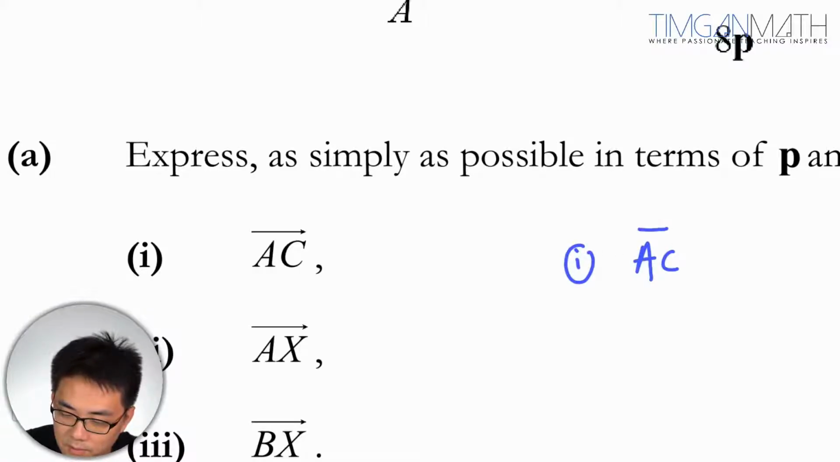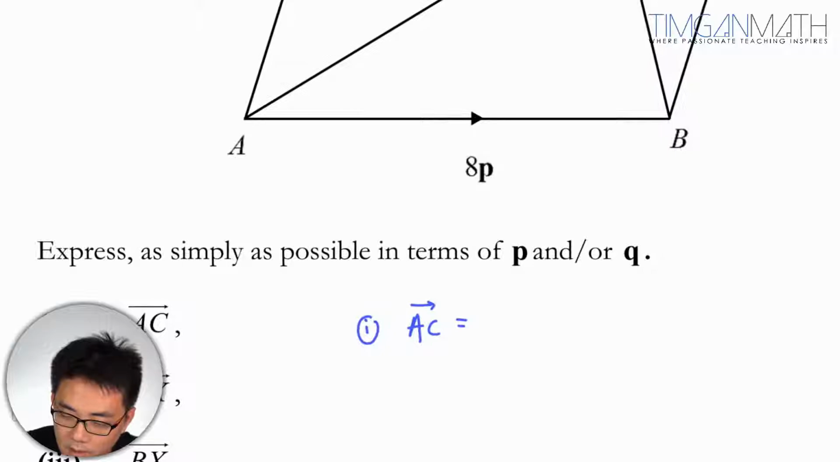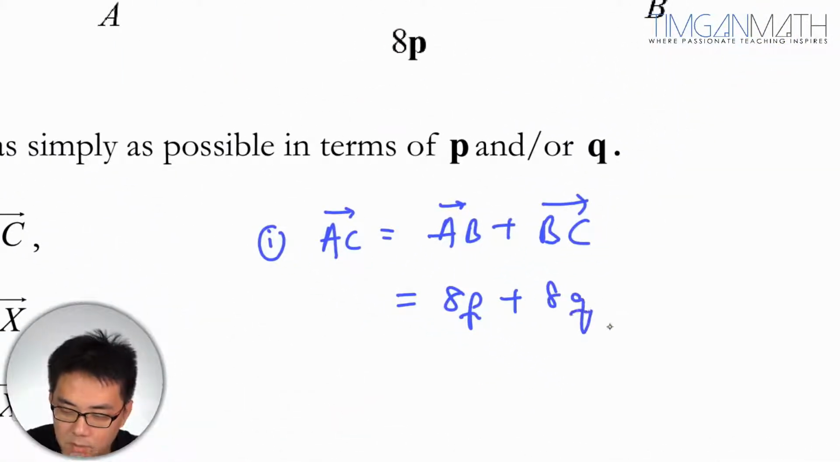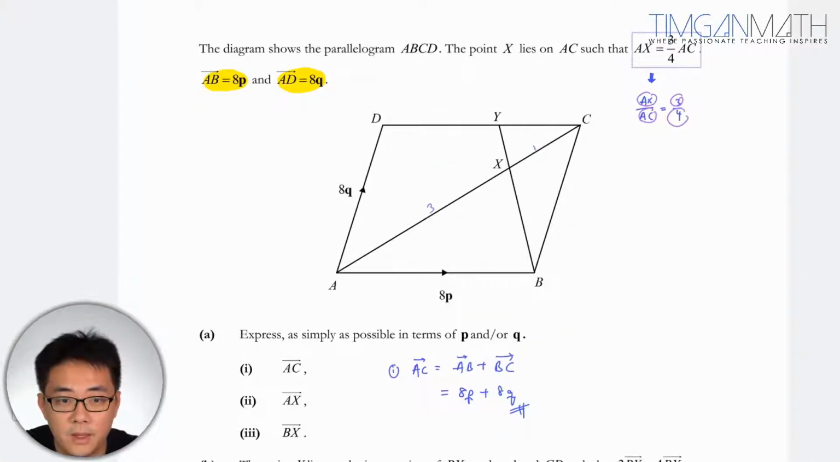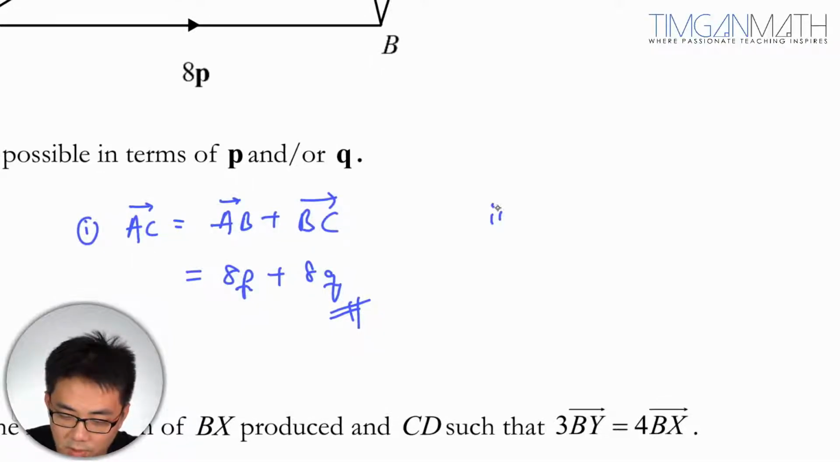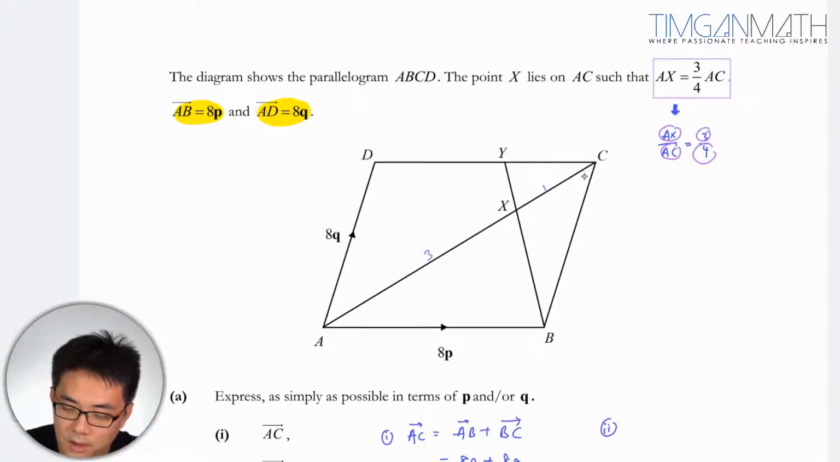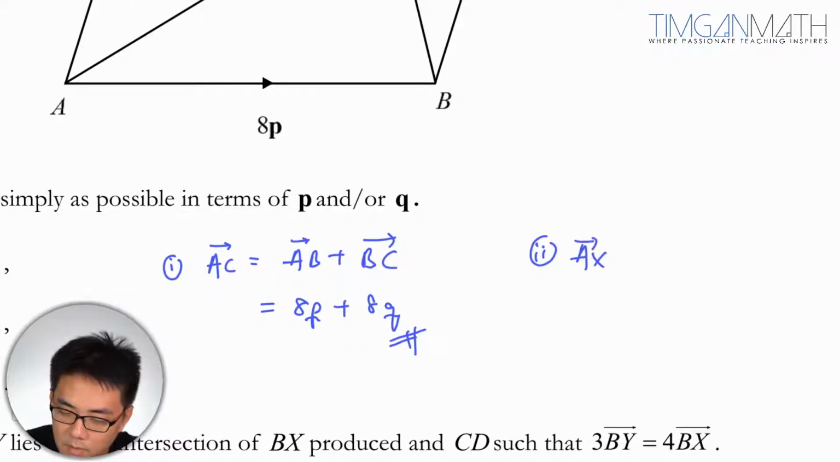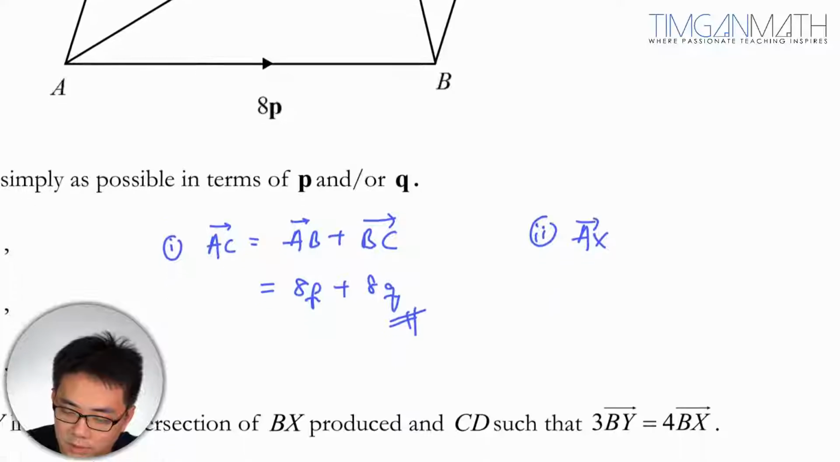A to C will just be 8P, or rather AB, plus BC, which is actually 8P plus 8Q. Okay, so that's how you do the first part. Then we're going to look at AX. Because we already have A to C here, AX is actually 3/4 of AC.